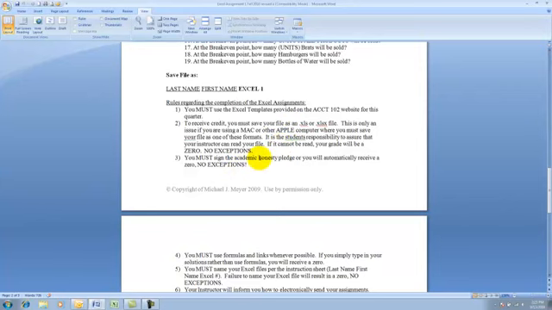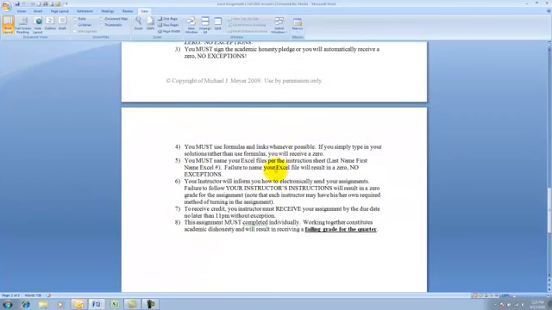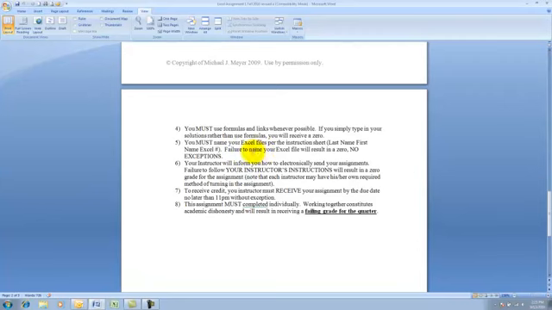You must sign the Academic Honesty Pledge or you'll receive an automatic 0. You must use formulas and links wherever possible. If you simply type in your solution rather than using the formulas, you will receive a 0. You must name your file, again, last name, first name, Excel 1. If you do not name your Excel file this way, you will receive a 0.